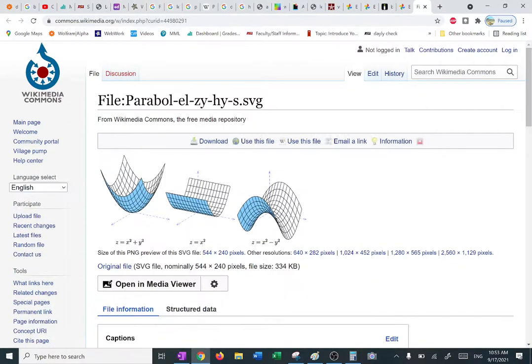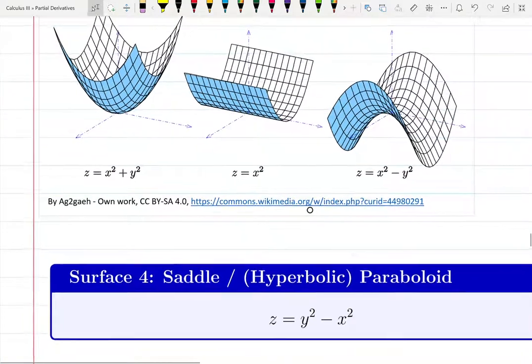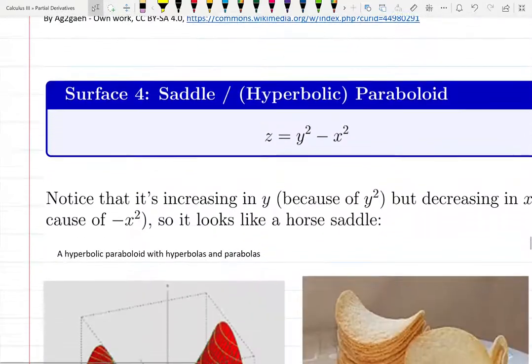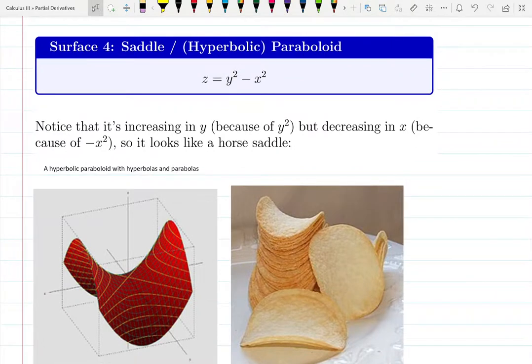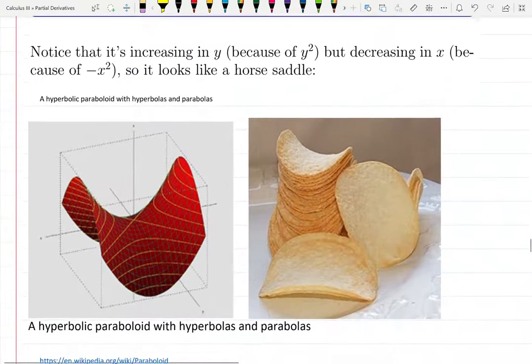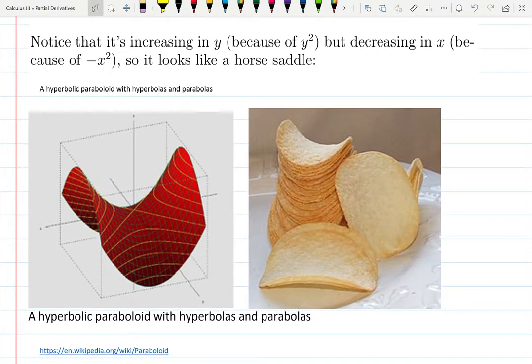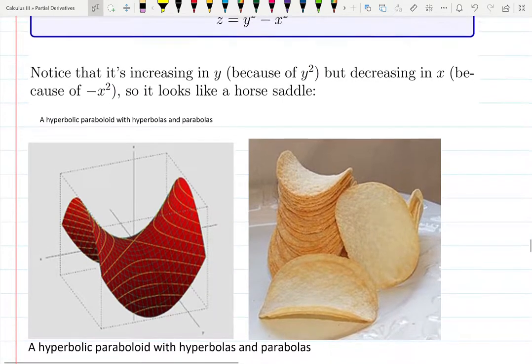Both answers are good: Pringles and a horse saddle. It's called a saddle, a hyperbolic paraboloid. It's still a paraboloid because it's made out of parabolas. Here they are: parabola, parabola, parabola. So you're sitting on a parabola when you're riding a horse, right? But it's also your favorite chips. So we call it a saddle.